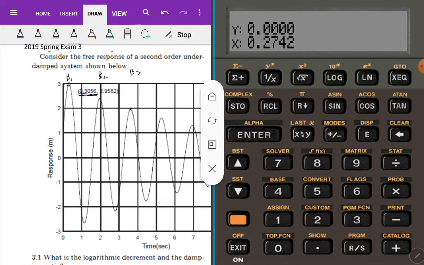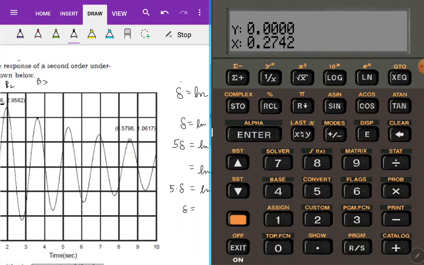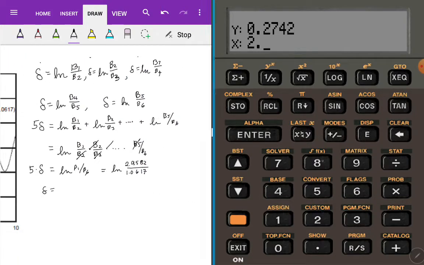Okay, so now delta equals, so let me see if I can do this. How do I clear? Okay, I don't see clear. So let's see. What did I have to do? This one is 2.9582. This is a reverse Polish notation calculator, so you have to do enter first. And you go 1.0617, and you have to put in divide. So it divided the two numbers. That's 2.7863, the ratio of the two.